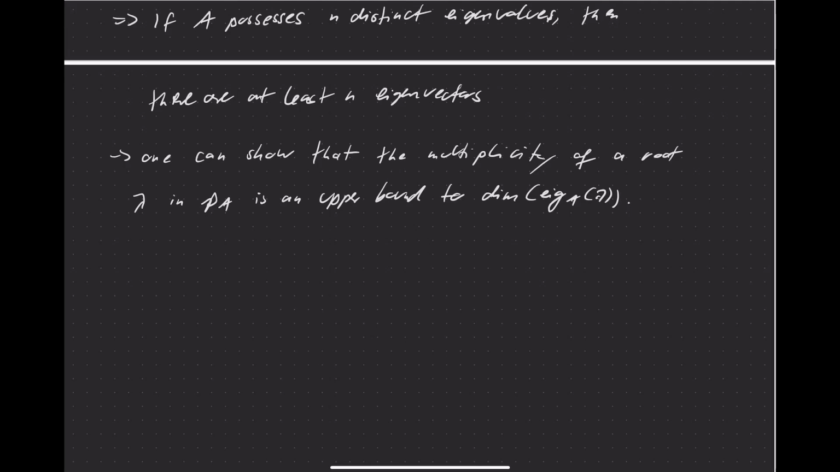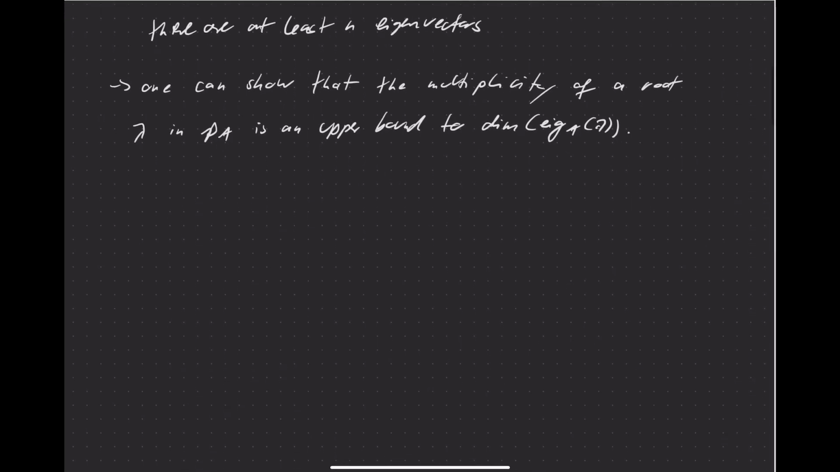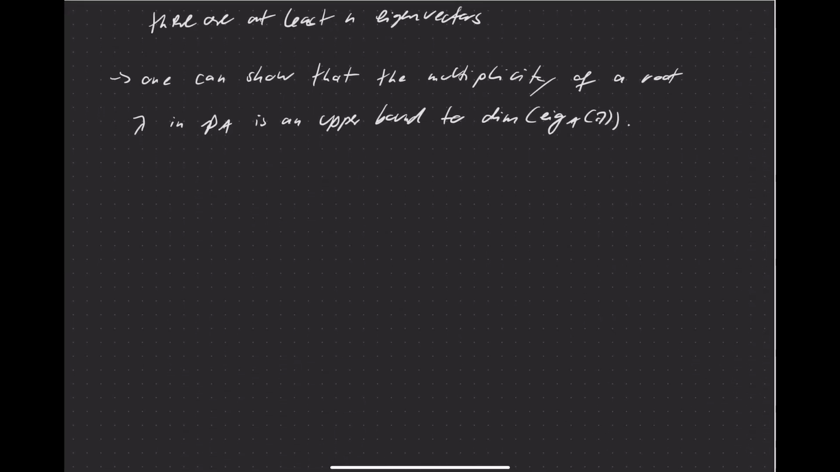So to make this a little more explicit and more precise, we'll define names for these multiplicities. Specifically, we call the multiplicity of the root lambda in the characteristic polynomial the algebraic multiplicity of an eigenvalue. And the dimension of the eigenspace associated with the eigenvalue is going to be called the geometric multiplicity of the eigenvalue. Okay, so let's define that first.